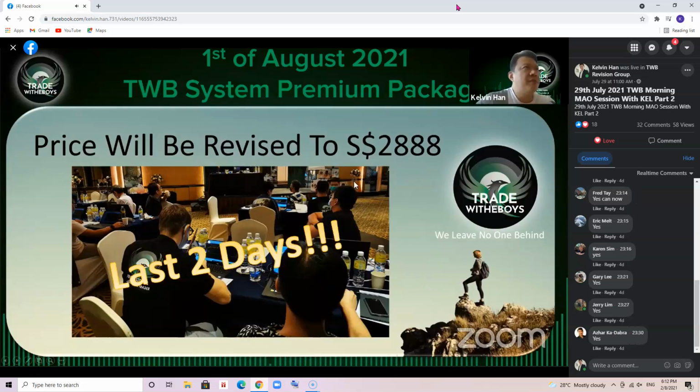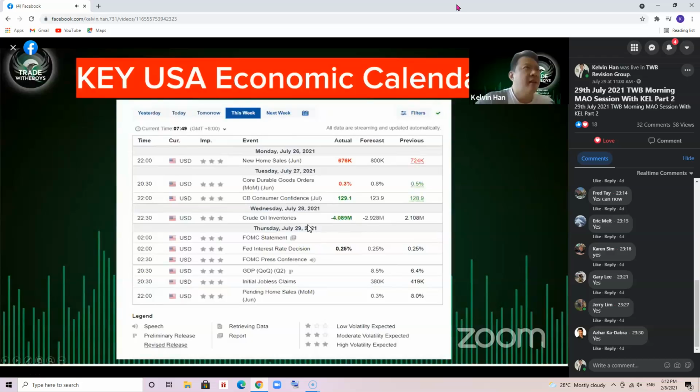So what we have is the key US data from yesterday. We have the crude oil inventories at about minus 4 million barrels. But seriously, for crude oil, these inventories really don't give much information. It doesn't really help, so I usually don't bother with that. I just watch the crude oil price movement.